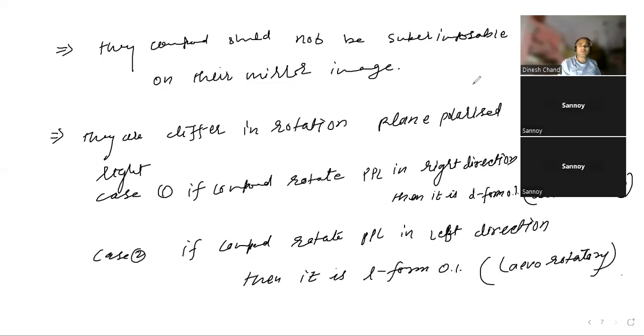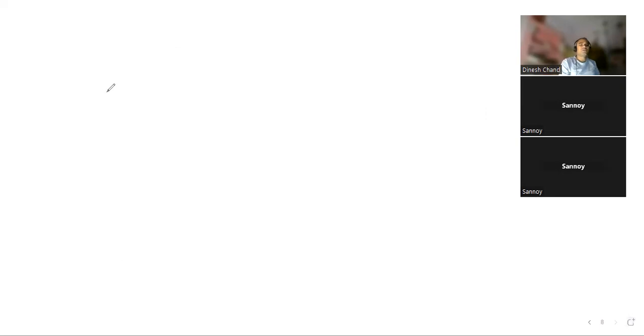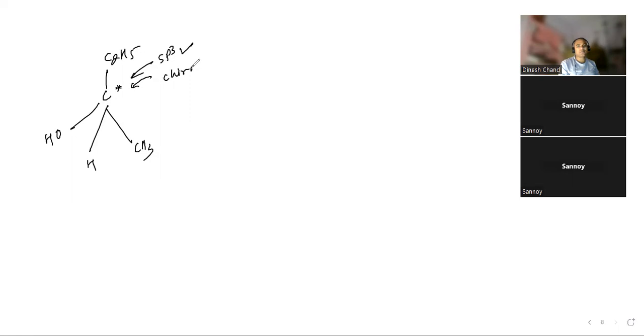What can we do here? Taking one more page. Four different groups. sp3 means what type of structure? That should be tetrahedral structure. I am taking OH group, H group, CH3 group, C2H5 group. Is this carbon sp3? Four different bonds means sp3, one s and three p. This is chiral, with four different groups.